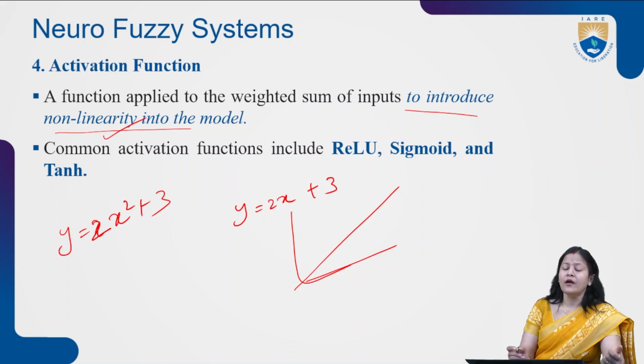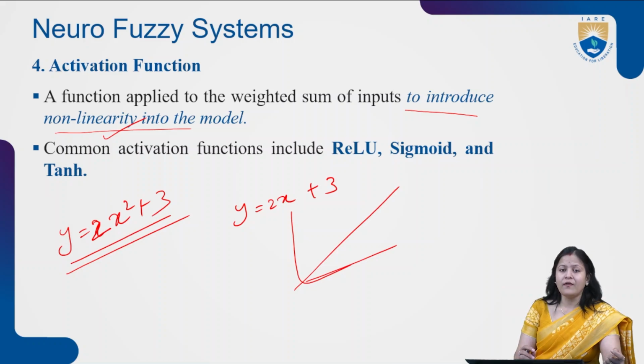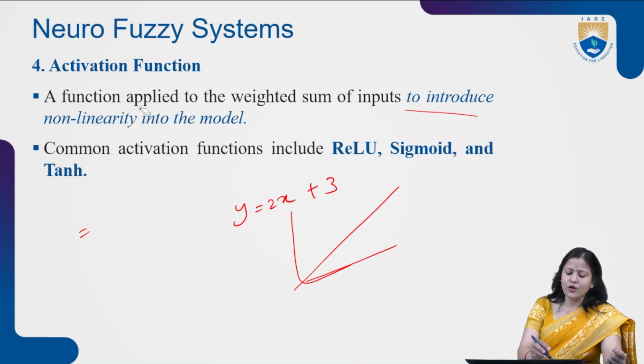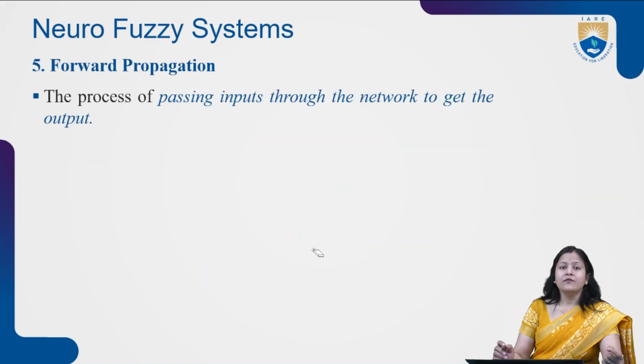Because it is a complex problem, I'm giving a small example. It may be 3x cube, 2x square plus 5. So for every change in the value of x, we may not get the corresponding value of y proportionally. In that case, we have to apply the activation function to introduce the non-linearity into the model. Then the fifth component is the forward propagation.